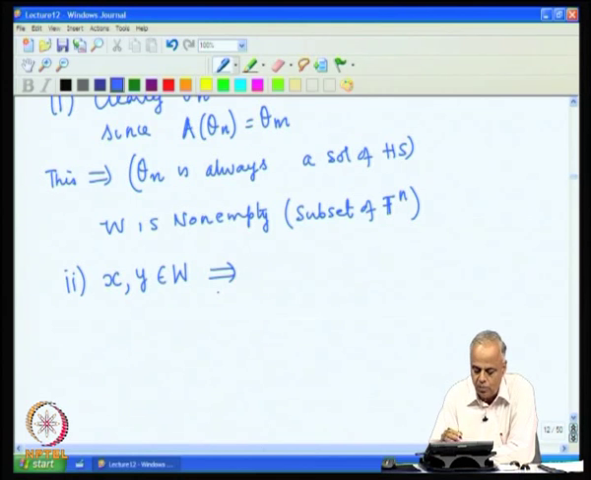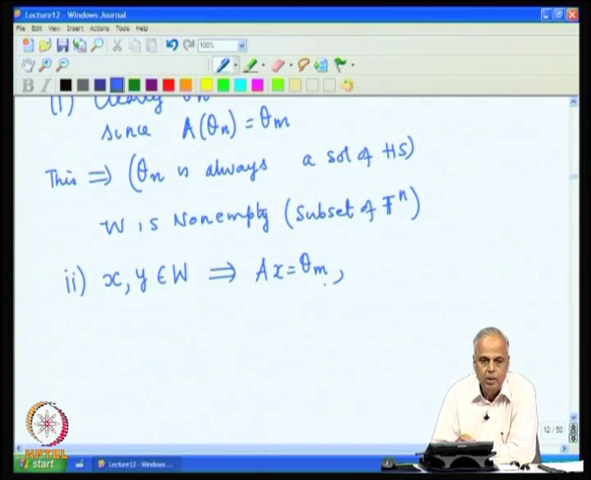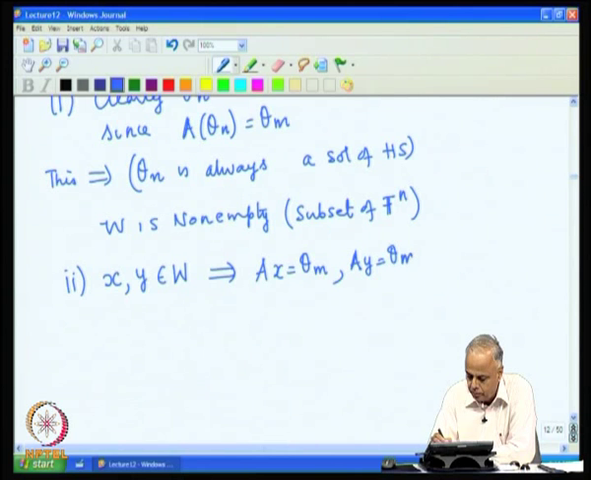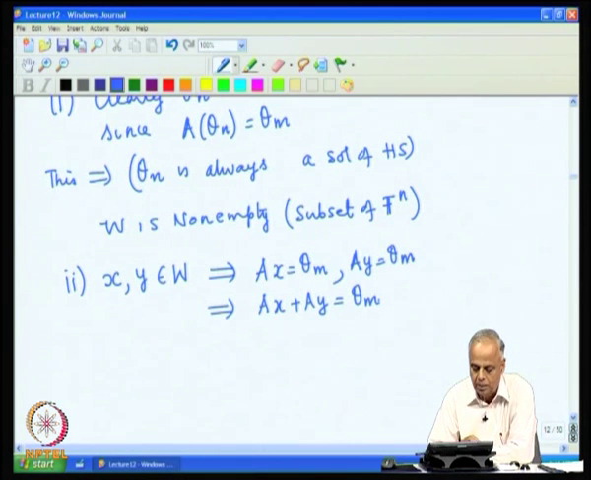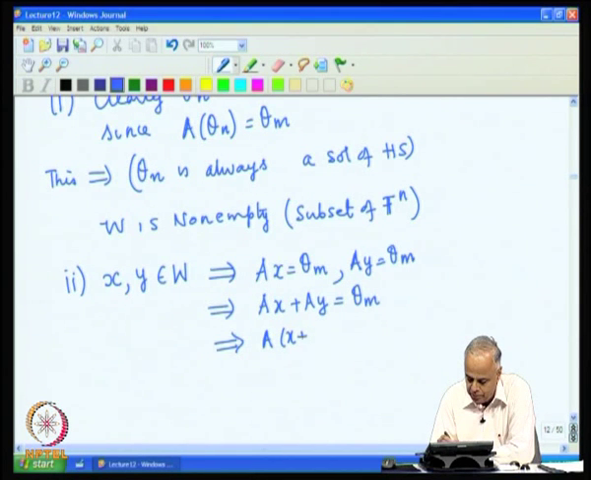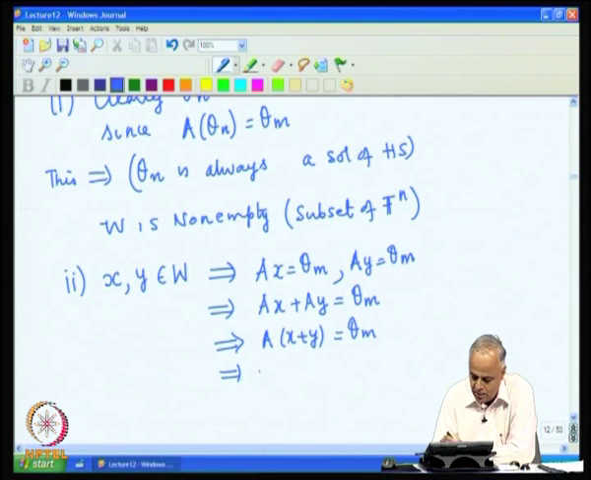Now, suppose x and y are in W. Because x is in W, A x must be theta m, and because y is in W, A y must be theta m. Now, because both are theta m, their sum will be theta m plus theta m, which will be theta m. Matrix multiplication is distributive, therefore, A times (x plus y) is theta m, that says x plus y belongs to W.